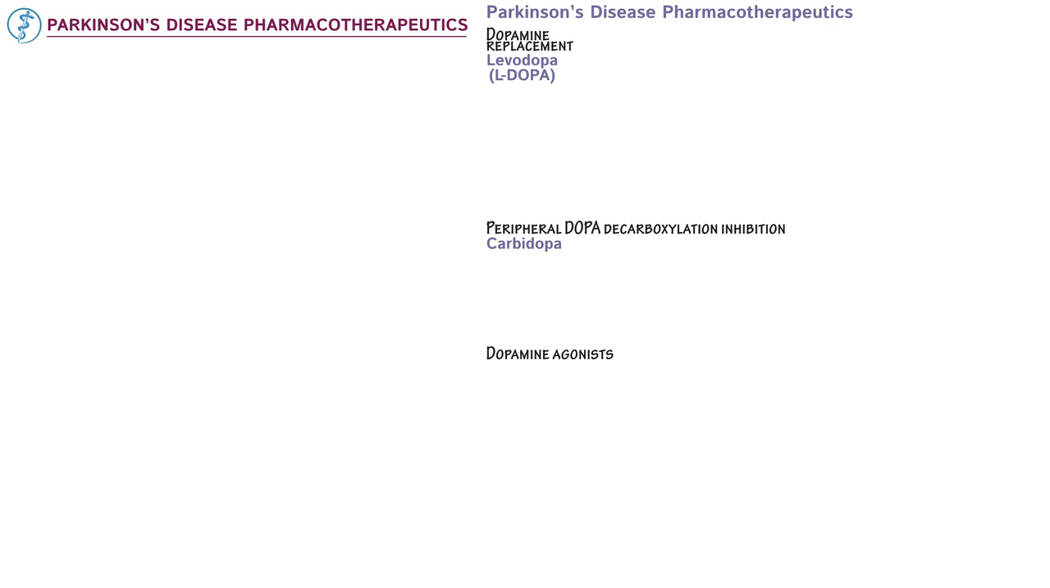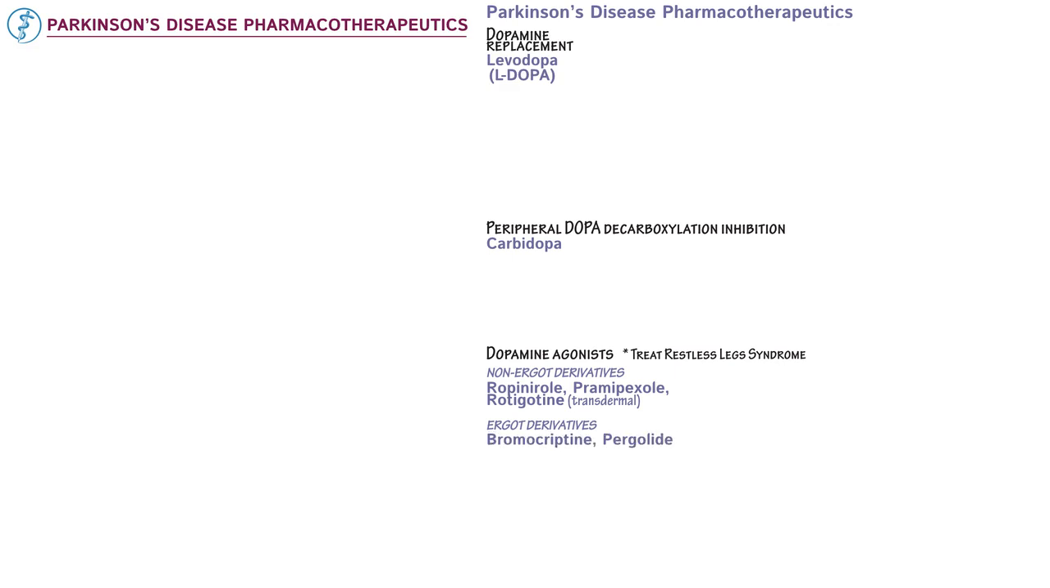Next, the dopamine agonists, mainly the non-ergot derivatives, ropinirole, pramipexole, and rotigotine, which is a transdermal patch. Indicate that these are actually more commonly used to treat restless leg syndrome than Parkinson's disease, and indicate the older line ergot derivatives, which are bromocriptine and pergolide. Bromocriptine is no longer used widely, and pergolide is specifically no longer available in the U.S. due to its association with valvular disease.